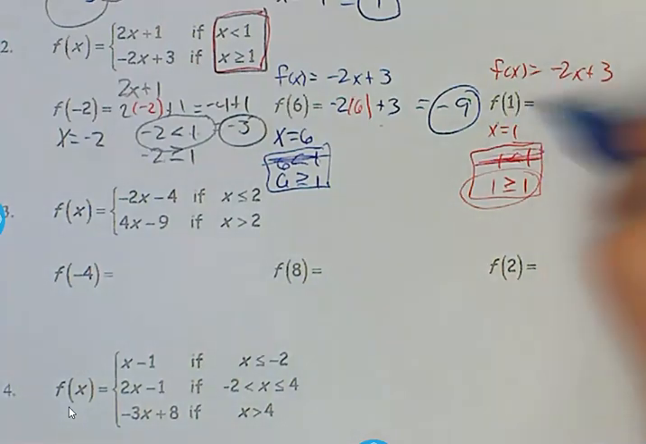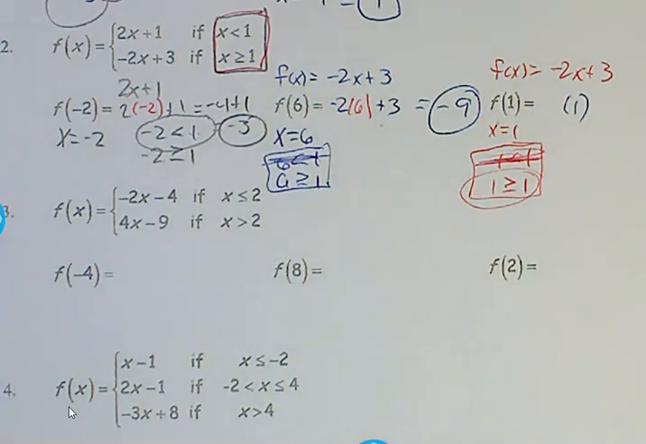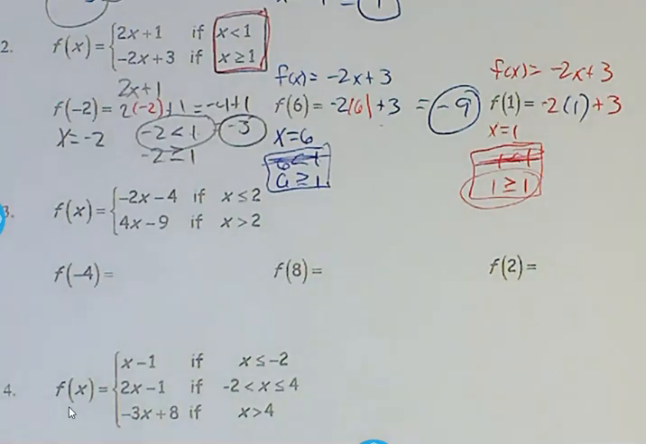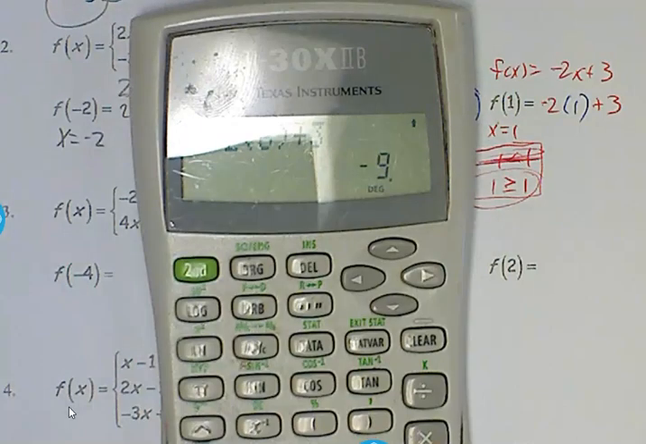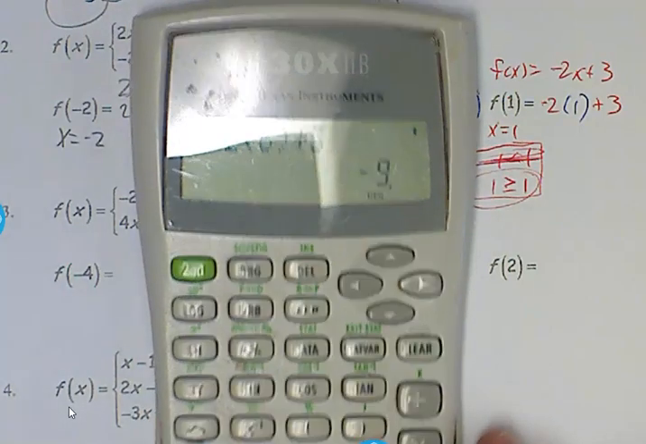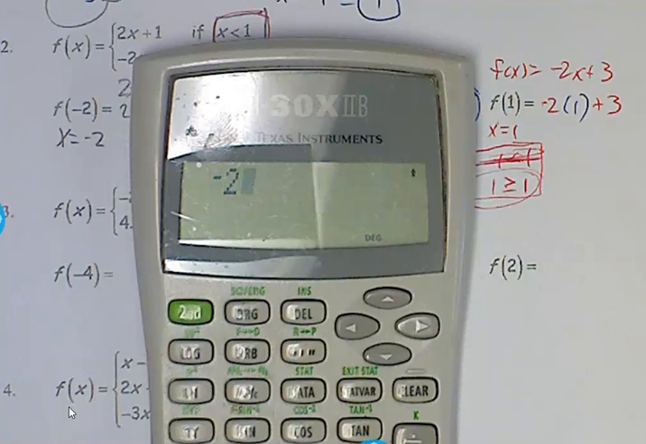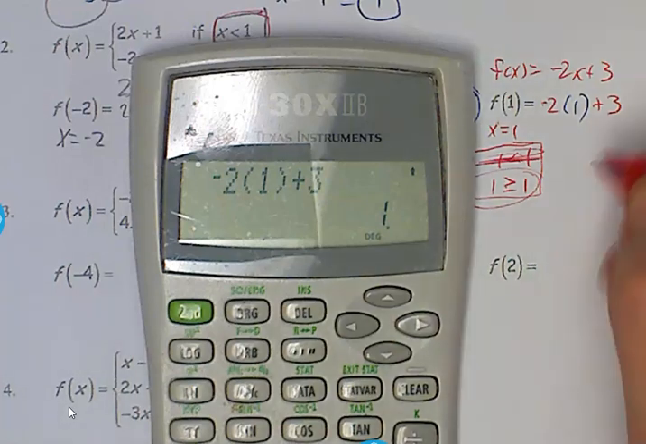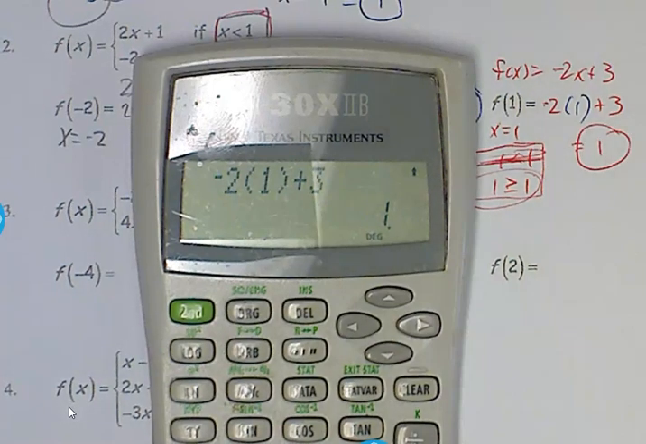Okay, again, everywhere there's an x, take out the x, replace it with a 1. And again, if you don't like the negatives, that is okay. Take the calculator, let the calculator do the work for you. You've got -2 times 1 plus 3. So that equals 1.